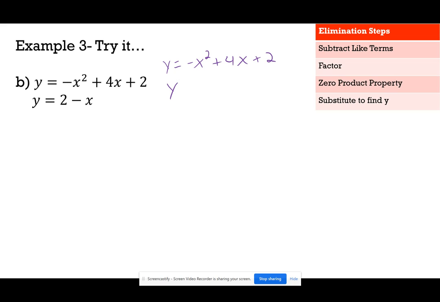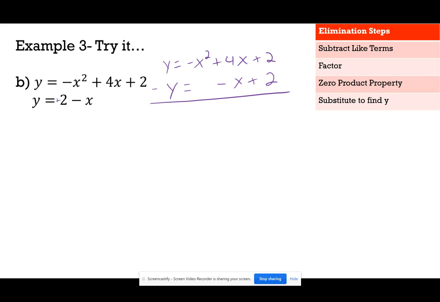So the x I want to come before the 2, but the x is negative, so it's going to be negative x. And the 2 is positive because there's nothing in front of it, so it's technically a positive 2. So the equation negative x plus 2 is the same as 2 minus x. I just rearranged the terms. And now we're going to go ahead and subtract our like terms.